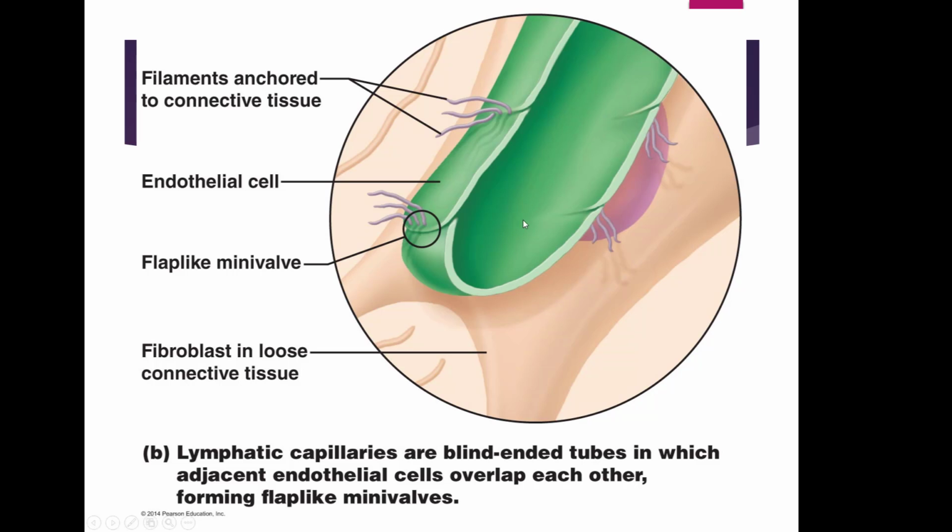Okay, so that makes them very, very permeable. It's just going to be the pressure of the interstitial fluid in here pushing on the flaps that will allow the fluid to enter into the capillary. So anything that's in the fluid, like we said, cellular debris, proteins, pathogens, macrophages, whatever might happen to be out there, will very easily enter the lymphatics.